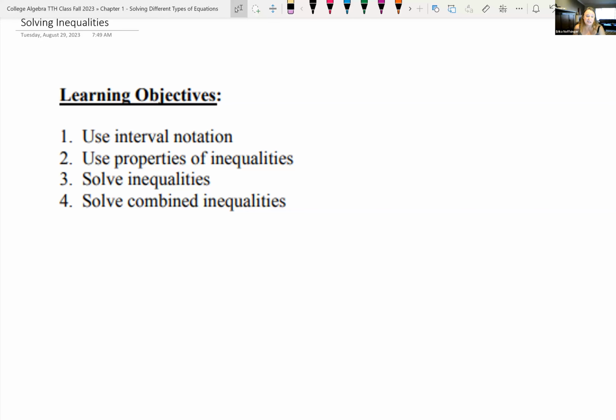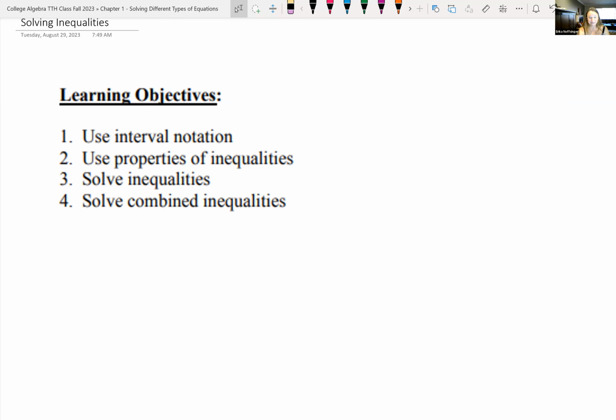So we're going to look at solving inequalities today. We've been looking at solving equations, where you have expressions with an equal sign in between them. We're now going to look at solving inequalities, so we are going to have either a less than, a less than or equal to, a greater than, or a greater than or equal to sign instead of an equal sign.